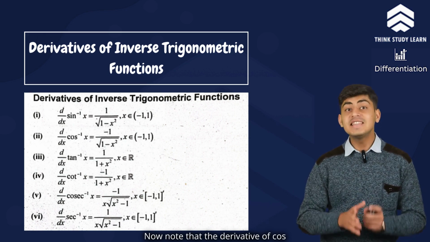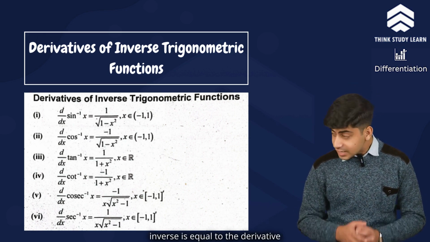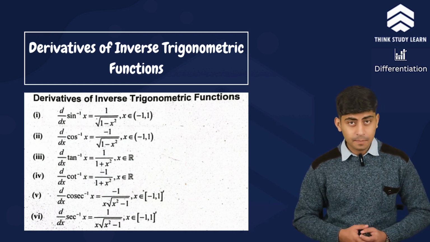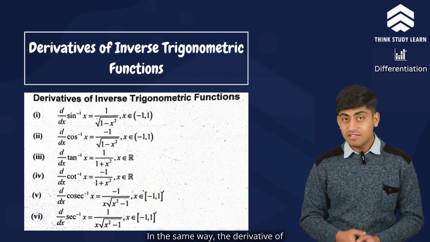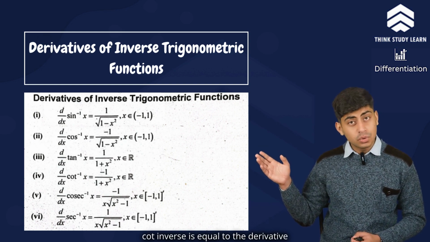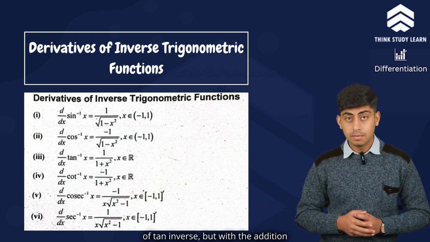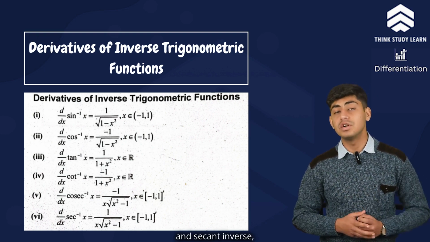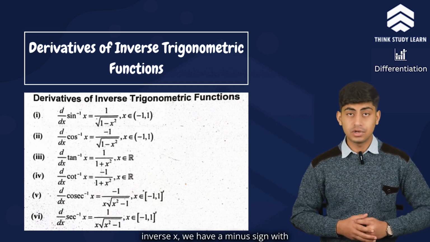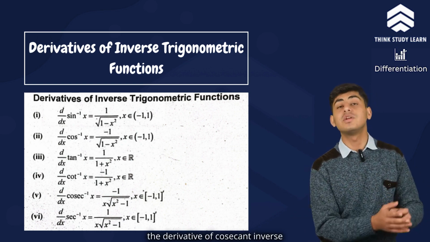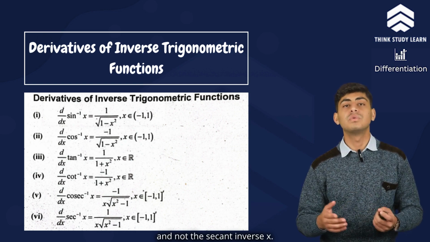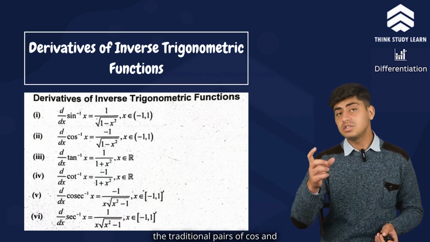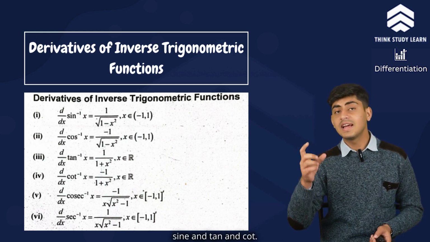Now, note that the derivative of cos inverse is equal to the derivative of sine inverse with the addition of a minus sign. In the same way, the derivative of cot inverse is equal to the derivative of tan inverse, but with the addition of a minus sign. And the same goes for cosecant inverse and secant inverse, but note that in the case of cosecant inverse x, we have a minus sign with the derivative of cosecant inverse and not the secant inverse x. So it is a little bit different than the traditional pairs of cos and sine and tan and cot.